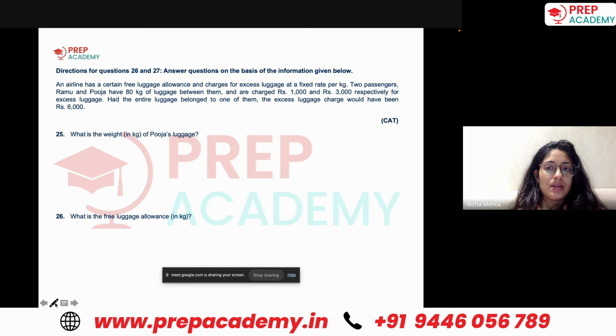Moving ahead, this is again a nice question. An airline has a free luggage allowance and charges for excess luggage, which is at a fixed rate per kg. Now, two passengers, Ramu and Pooja, have 80 kg of luggage between them and they are charged 1000 and 3000 respectively for excess luggage. Had the entire excess luggage belonged to one of them, the excess luggage charge would have been 6000.